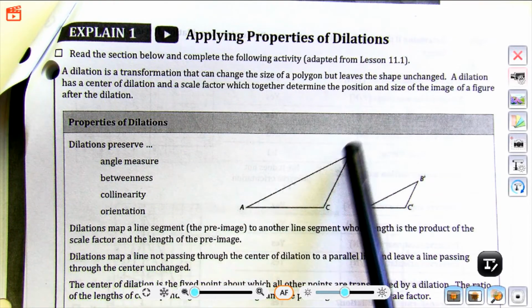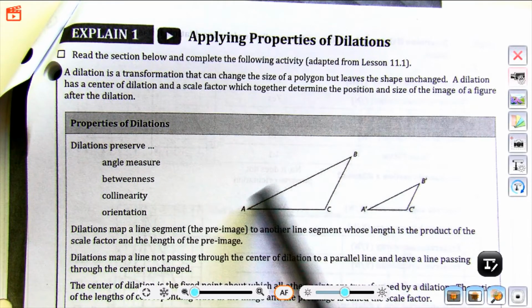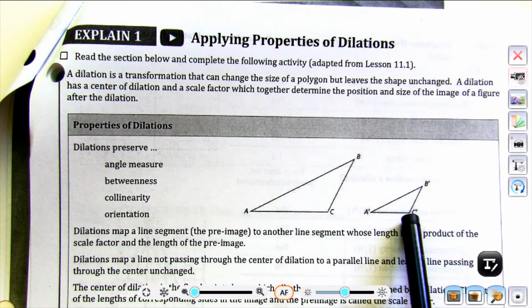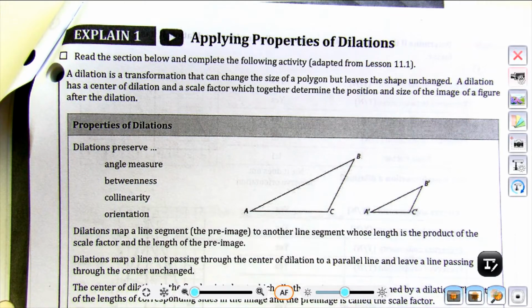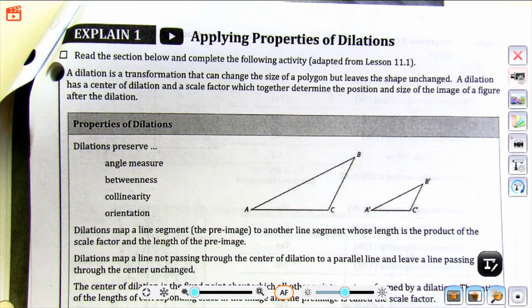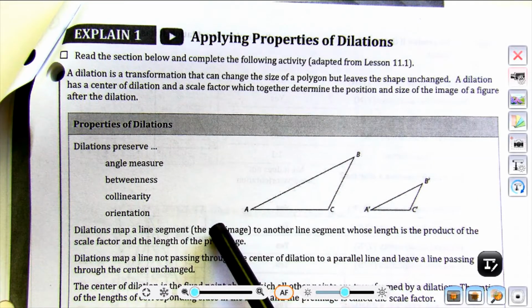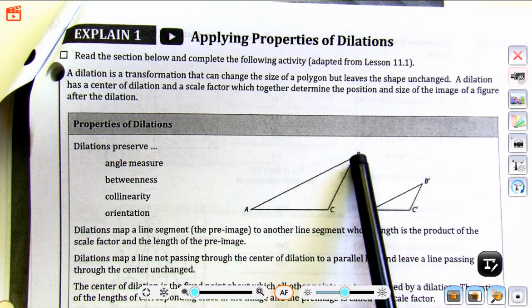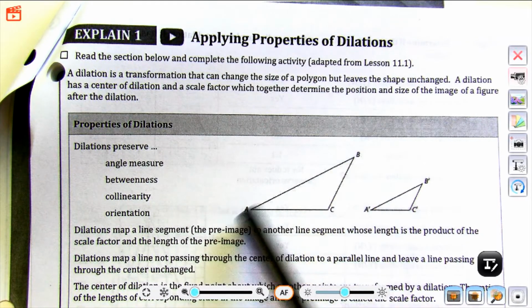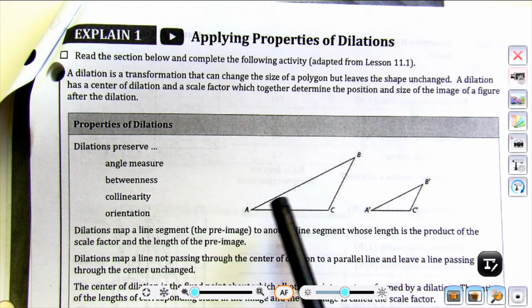The next thing is collinearity, and what collinearity means is that 2 points form a straight line, 2 points on a straight line. So AB is on a straight line, BC is on a straight line, and AC is on a straight line. And it's the same here: AB, BC, and AC.